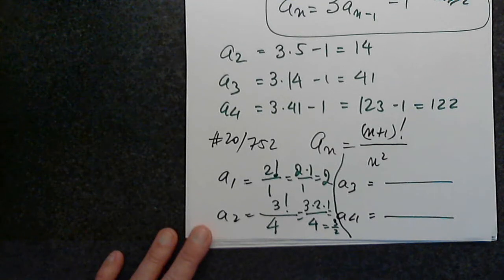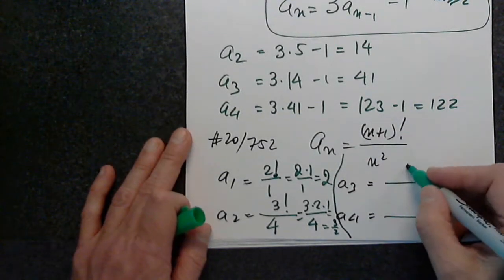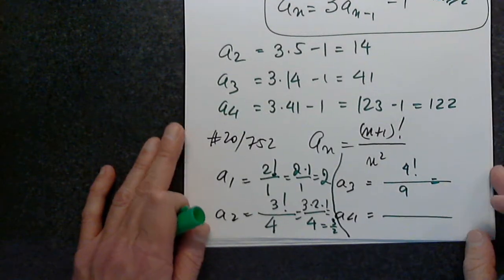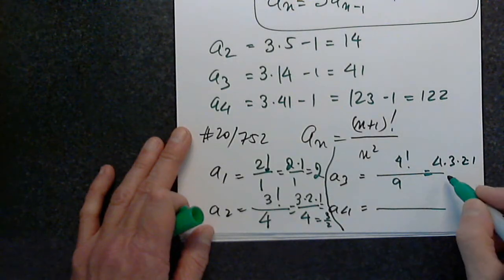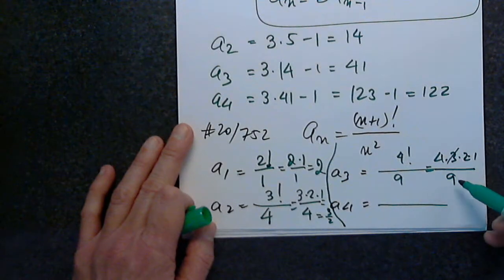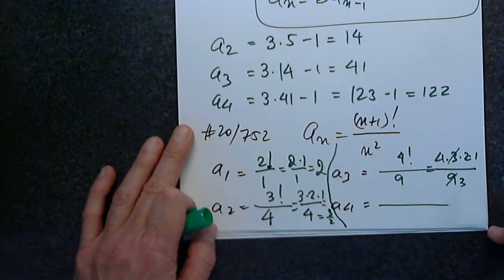A3. 3 plus 1. So it's 4 factorial divided by 9. So the top is 4 times 3 times 2 times 1 divided by 9. I will simplify. That's the only thing I can do. So then the answer is 8 over 9.